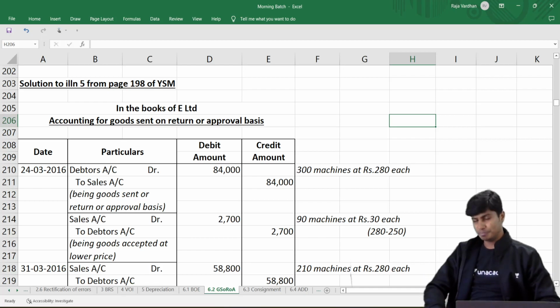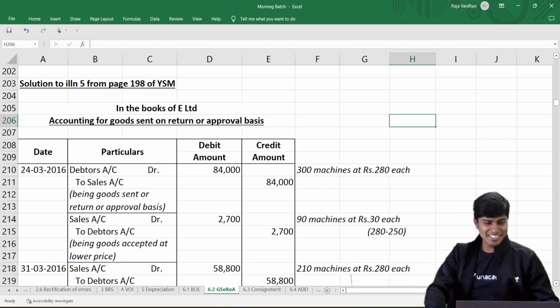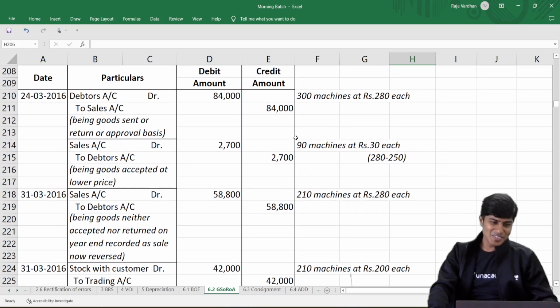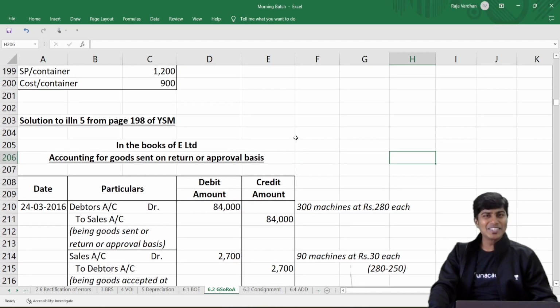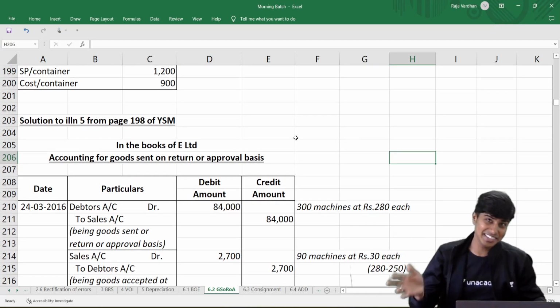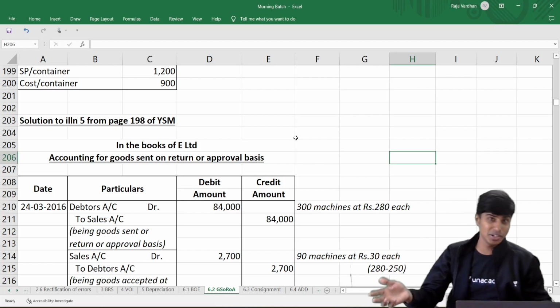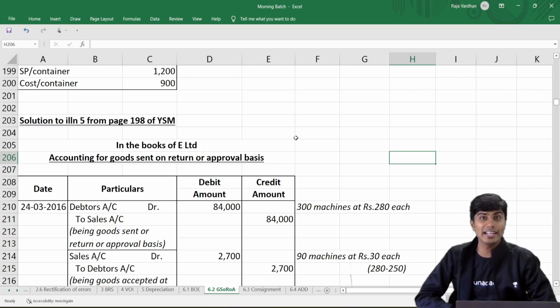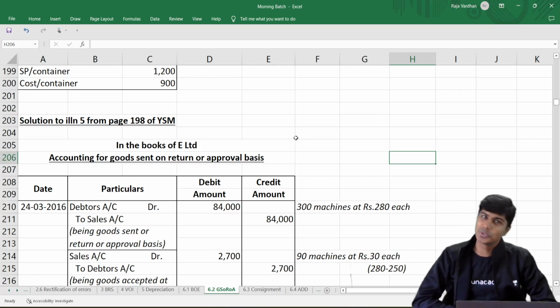I am also funny. This is the solution to illustration number 5 on the topic of goods sent on sale or return or approval. I hope you people understood this, and I don't want to continue 6, 7, 8, 9, 10 in the same video, so I would come out with another video, part 3, wherein we'll discuss the solutions to questions number 6, 7, 8, 9 and 10. See you in the next one.